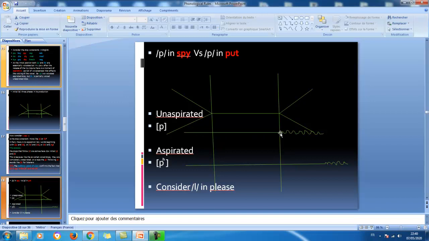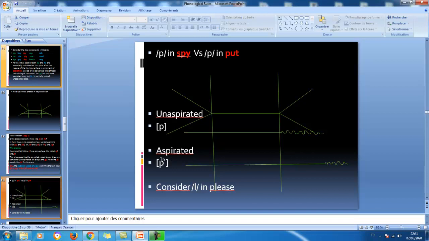But since it's not aspirated, because it is after s, we begin voicing earlier here. The moment you want to release the air, we begin voicing. So if you like, the vowel after it is going to be fully voiced, for example, the i in spy.